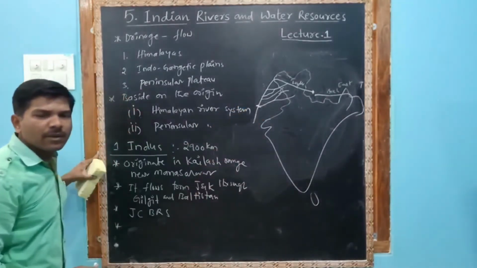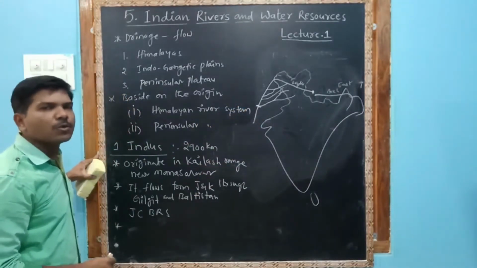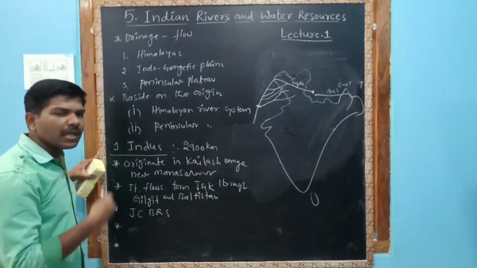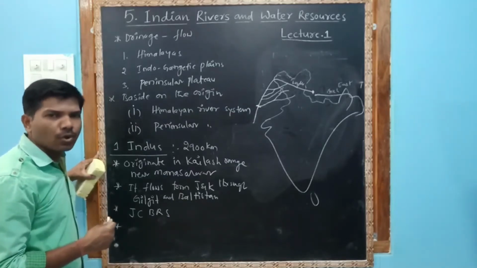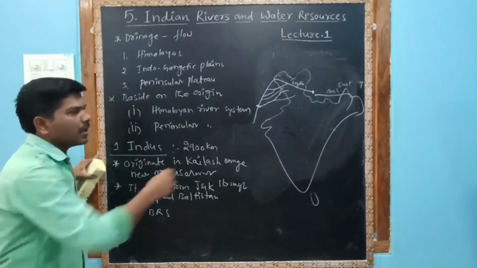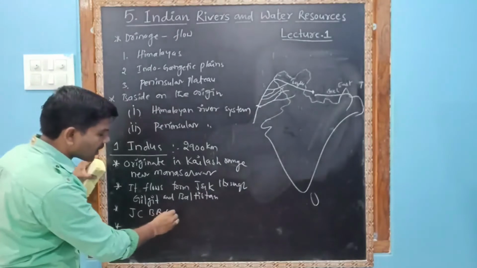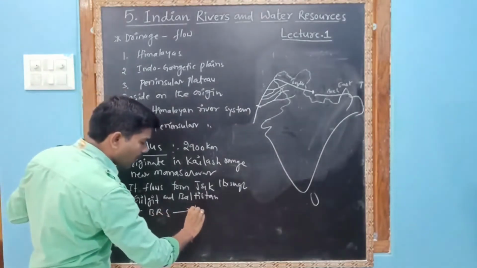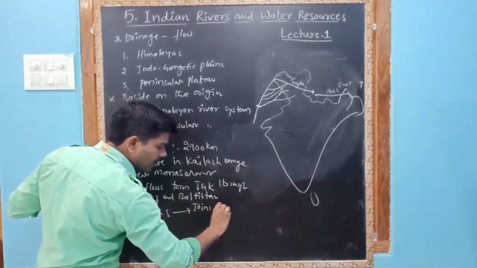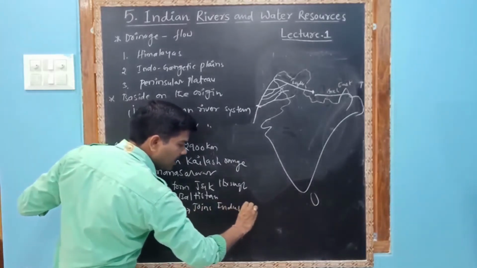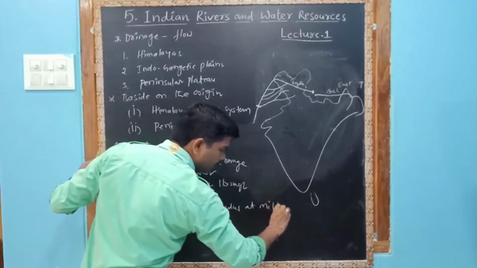This Indus River later enters into Pakistan. Later it enters into Pakistan at Mithankot. It is not given in the textbook, but these rivers are all JC brothers, tributaries. JC brothers, they join Indus. They join Indus at Mithankot.